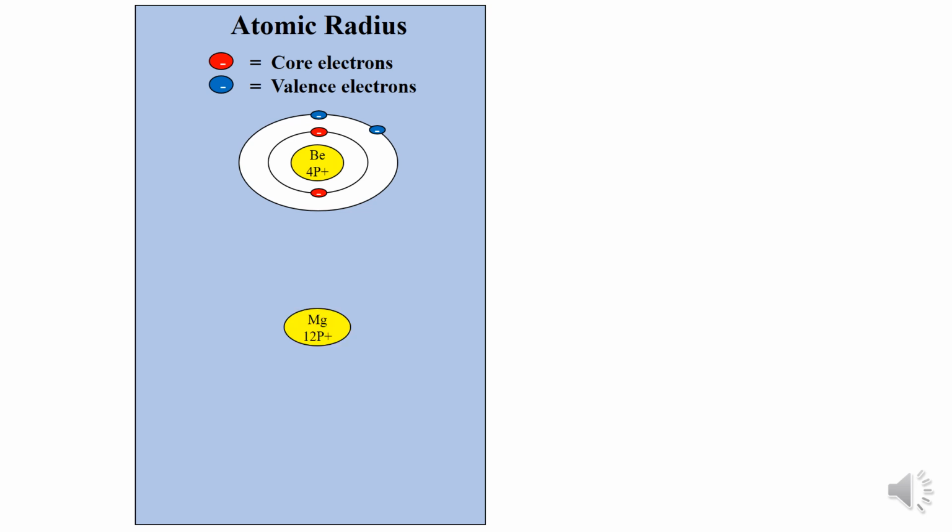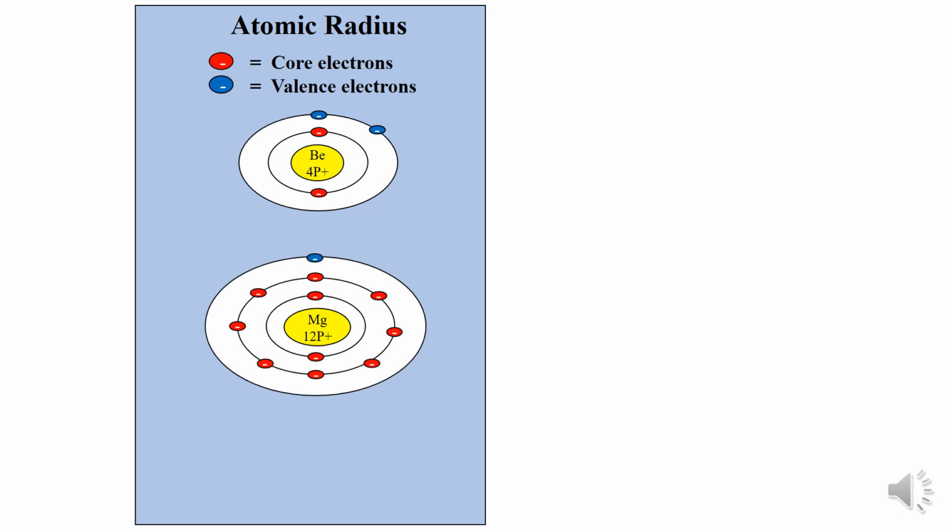Now magnesium atom has 12 protons in its nucleus, 2 core electrons in the first shell, 8 core electrons in the second shell, and 2 electrons in the outermost valence shell. The atomic radius of beryllium is 110 picometers, while the atomic radius of magnesium is 140 picometers.